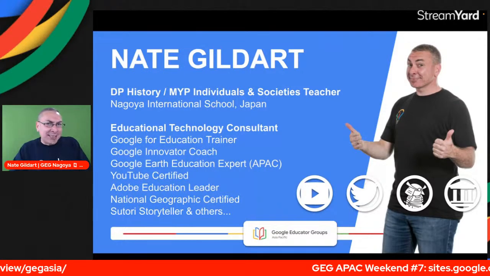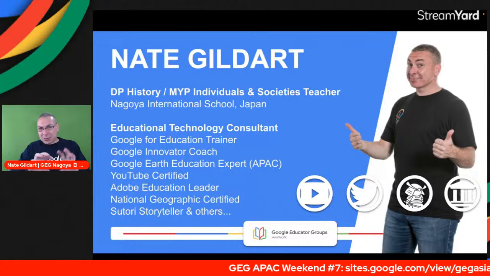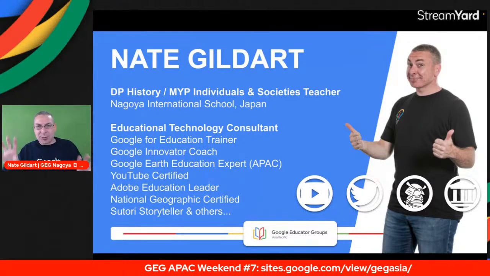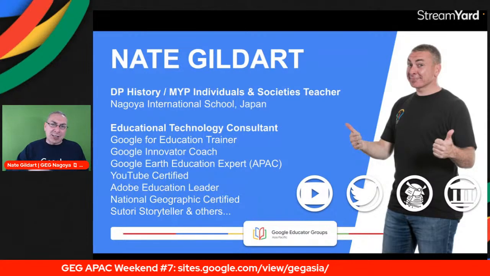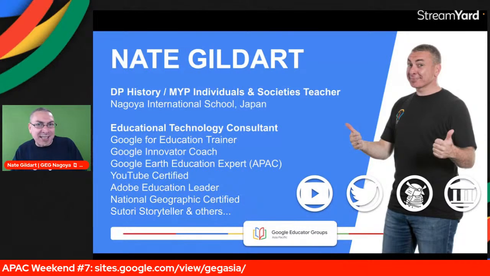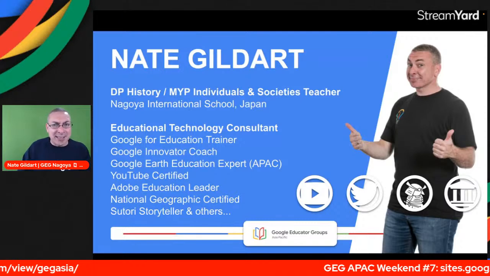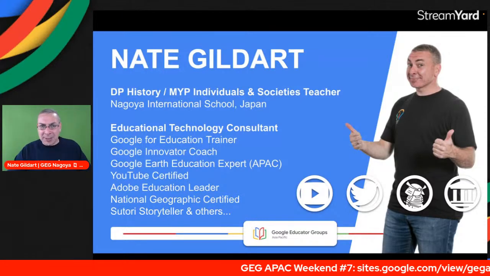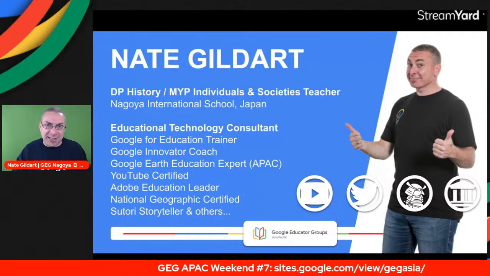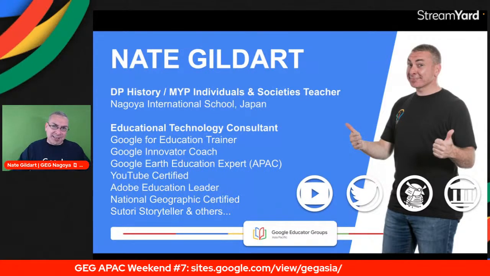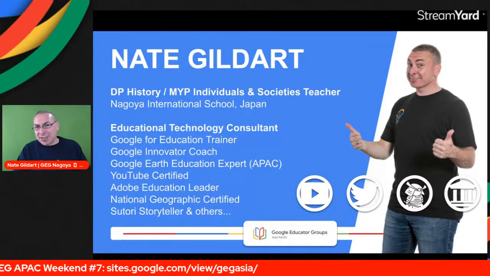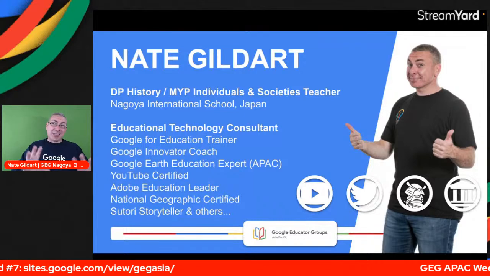I teach at Nagoya International School in central Japan, kind of in between Tokyo and Osaka. I teach individuals and societies. I used to teach grade 8 and 9. Now I teach grade 10, and I teach diploma program history. So I'm kind of a history social studies guy. I used to teach political science, love it. On the side, I do educational technology consulting, which I really love.